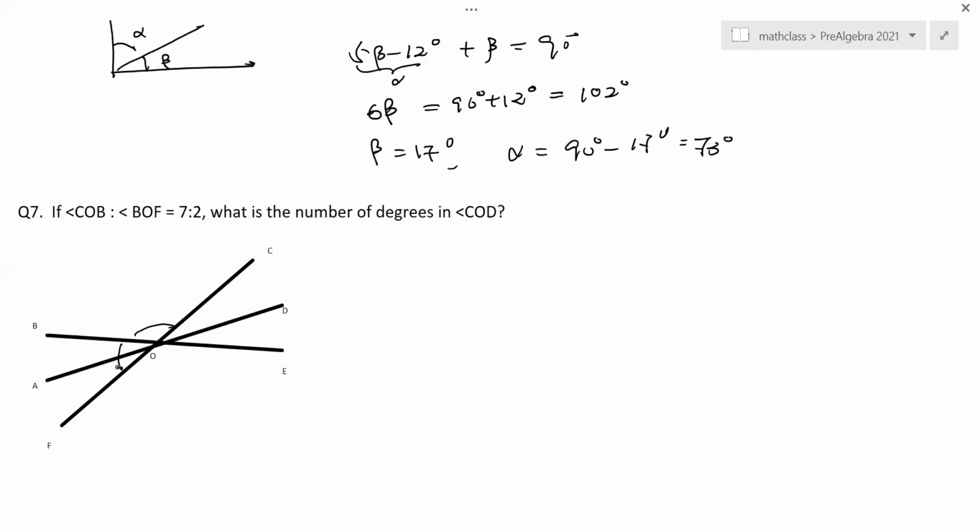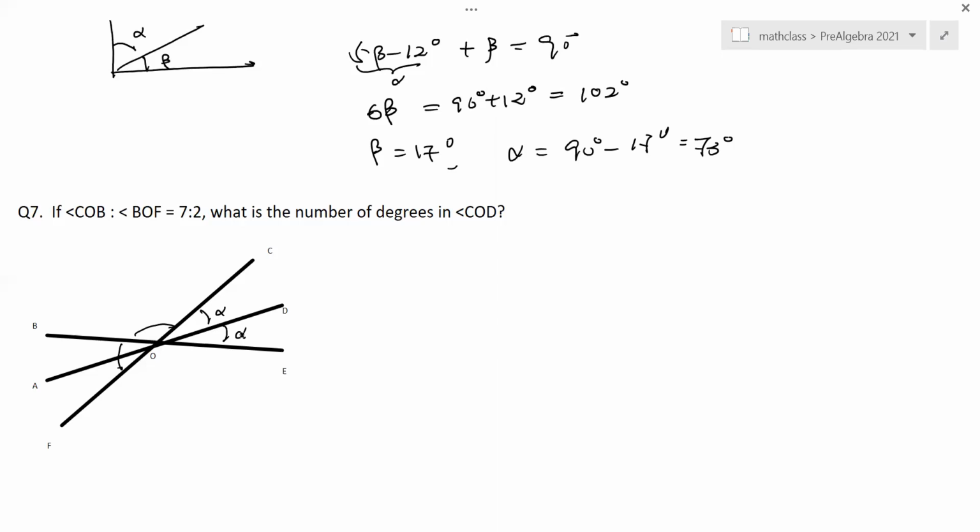The 3 line segments intersect at the point O, and OD divides the COE into 3 equal parts. So these two angles are the same, okay? And the ratio, yeah, they need to be the same. That's it. This is from math class, actually.